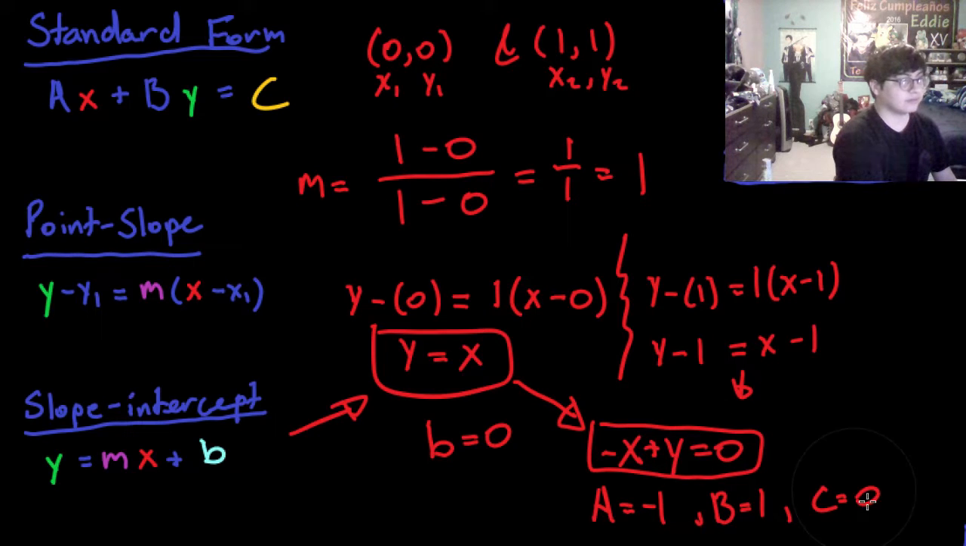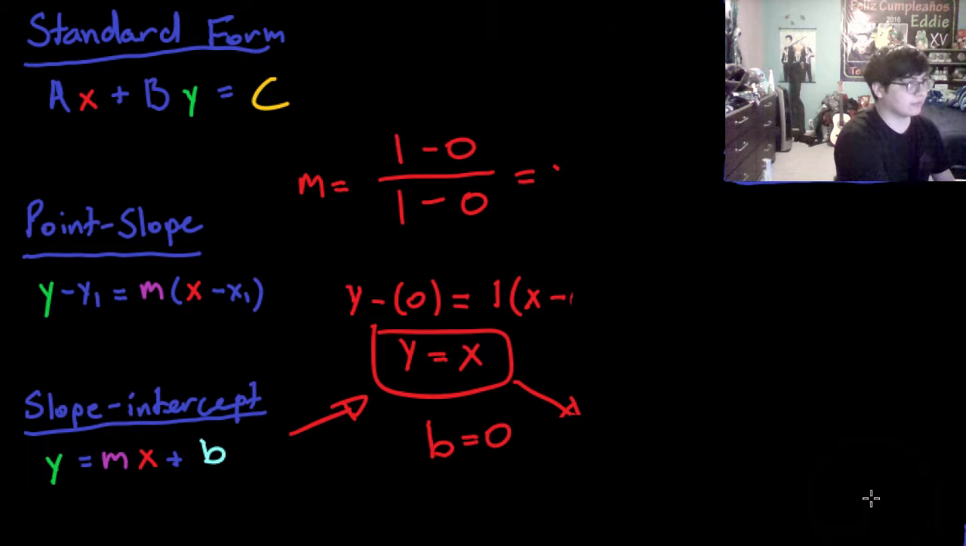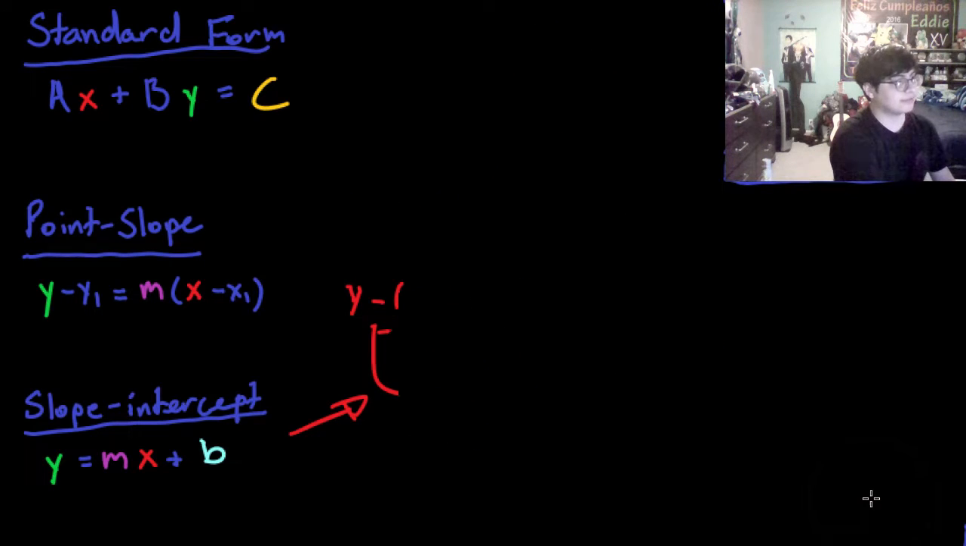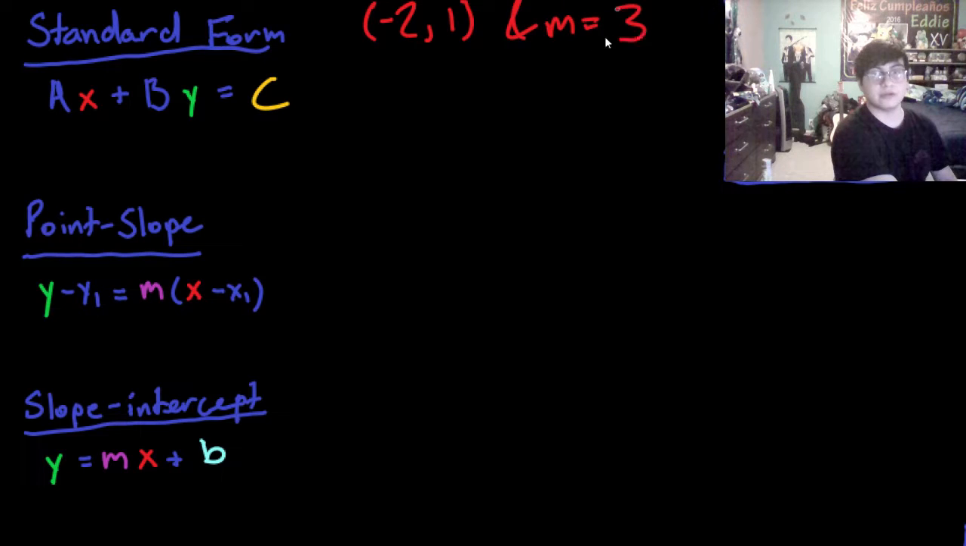And now let us get ready for the next one. This time we're going to be working with a point and a slope. And we see that we don't really have to do much work with that. So let us do the point -2, 1, with the slope m equal to 3. So we have the slope, we have the point. There's no reason not to plug it into the point slope.